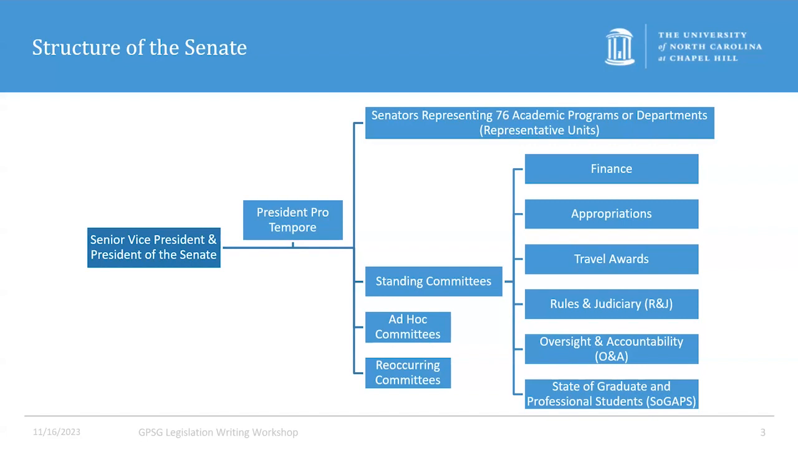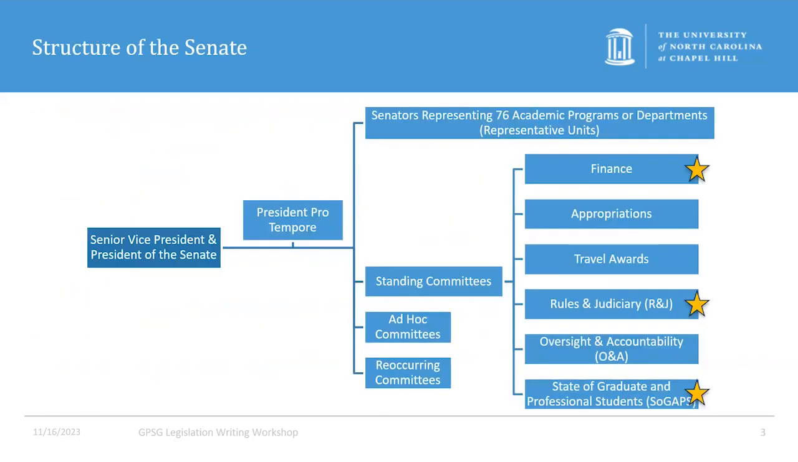These serve as specific groups of people that spend a little extra time on a multitude of reasons and issues. But there are a couple that are especially important in terms of writing legislation that I want to point out today. Those are the Finance Committee, the Rules and Judiciary Committee, and the SOGAPS, or State of the Graduate Professional Students Committee. Depending on what you're trying to do, these are the committees you will send your bill or your resolution to before it actually goes to Senate. Each of these committees does different things and has different requirements.